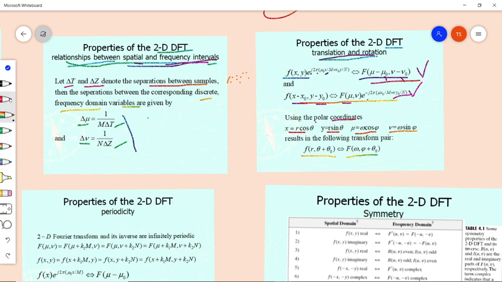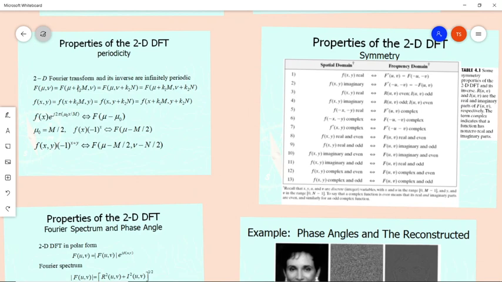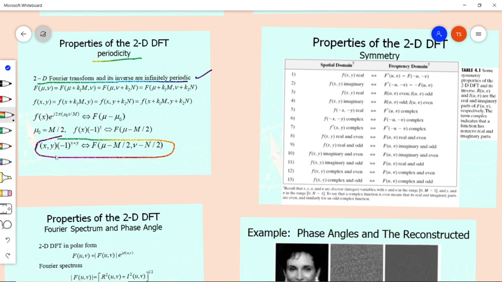Then another property, periodicity. The periodicity property means the 2D Fourier transform and its inverse are infinitely periodic. Write down this and then write down the formula, which is f of x comma y times minus 1 power x plus y is equivalent to F of mu minus m by 2 comma v minus n by 2. Just write down this. This is periodicity.